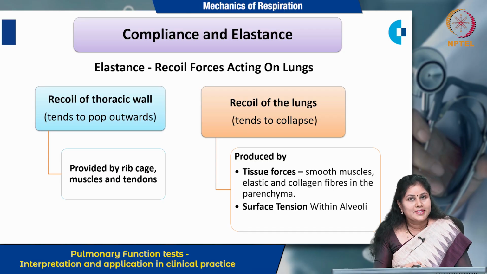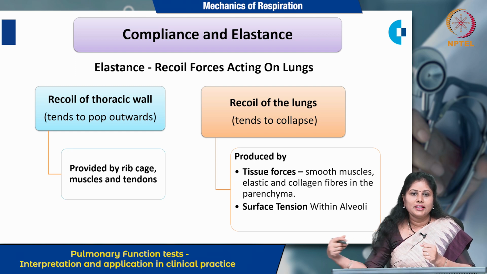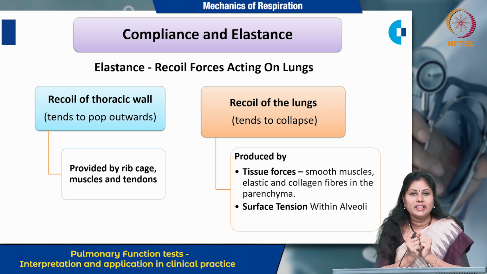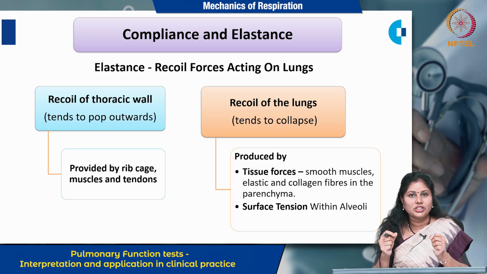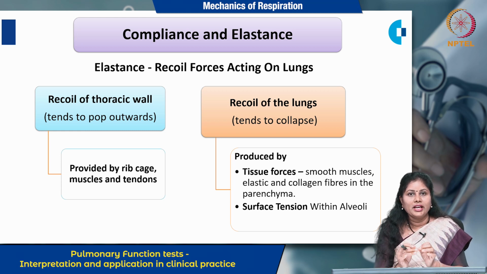In this section we will see about compliance and elastance. Basically, what is elastance? Elastance is nothing but resistance to a stretch. When you stretch a rubber band, it is not easy to stretch it, it offers some resistance, and that is called elastance. Here again, the lungs are elastic, so they have their own recoiling forces acting on the lungs, and that is called elastance.